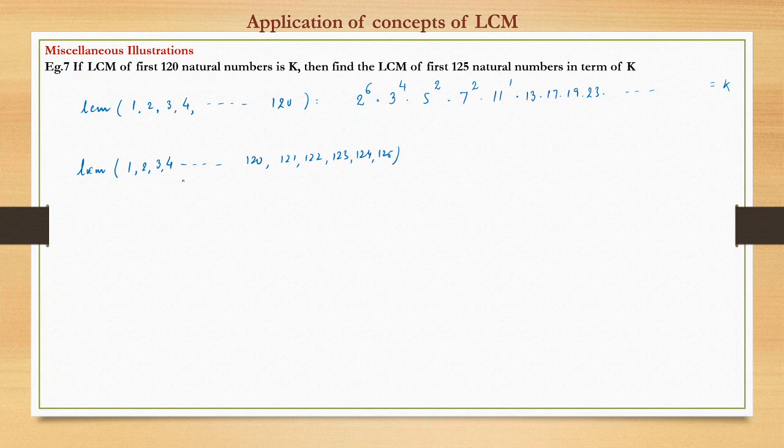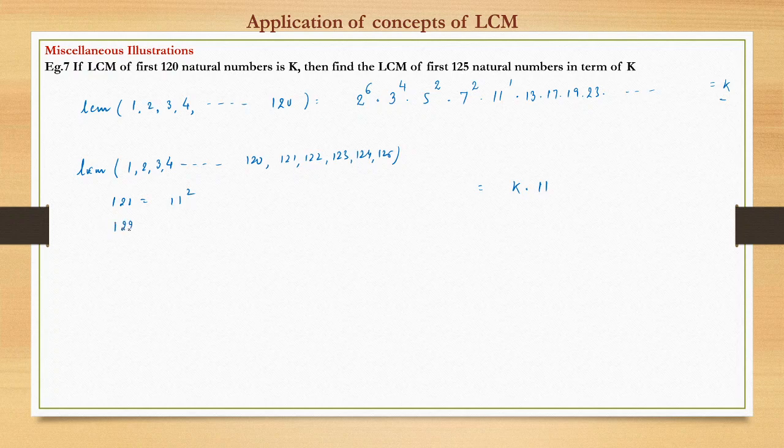Let us see what we have added here. 121 is nothing but 11 square. Up till 120 we had 11 raised to power 1 only, but now it is 11 raised to power 2. So the new LCM will be whatever we had earlier, K, into one additional power of 11.